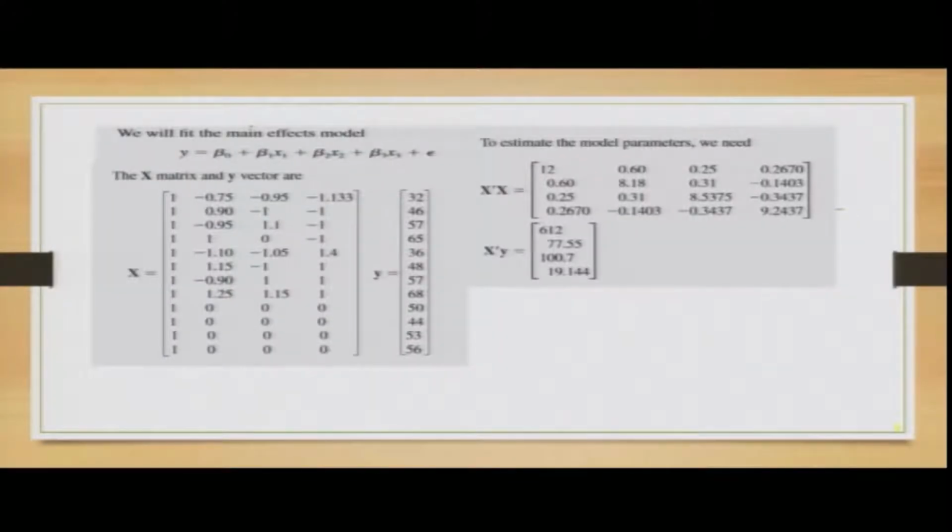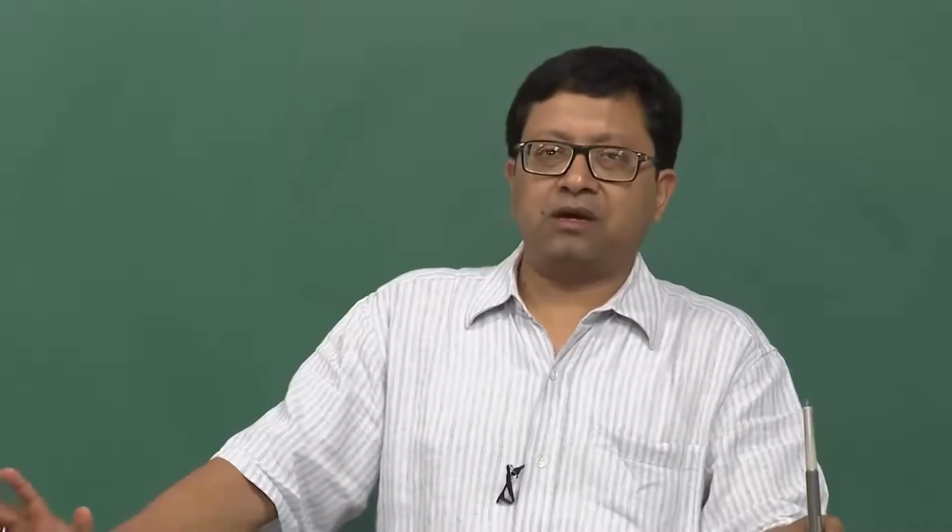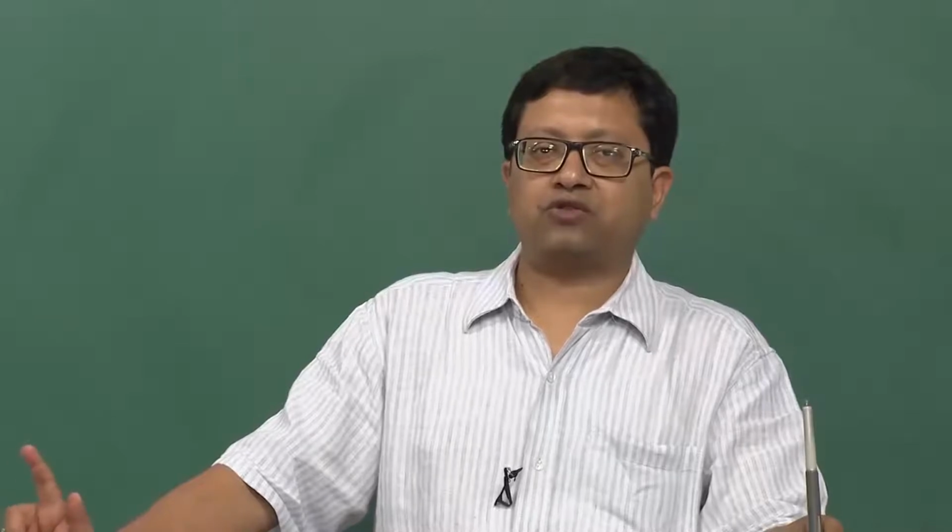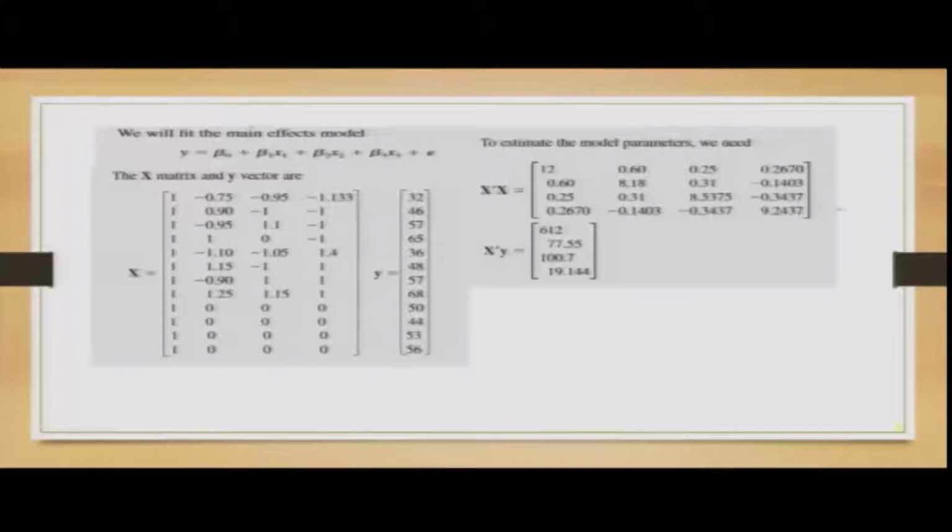We will fit the main effect model, again the same model: y is equal to beta naught plus beta 1 into x1 plus beta 2 into x2 plus beta 3 into x3 plus epsilon, and y hat would be equal to beta naught hat plus beta 1 hat into x1 plus beta 2 hat into x2 plus beta 3 hat into x3, with obviously no error term. The x matrix is given, the y matrix is given. From this we find x transpose x and x transpose y, and from that we find the beta hat vector.